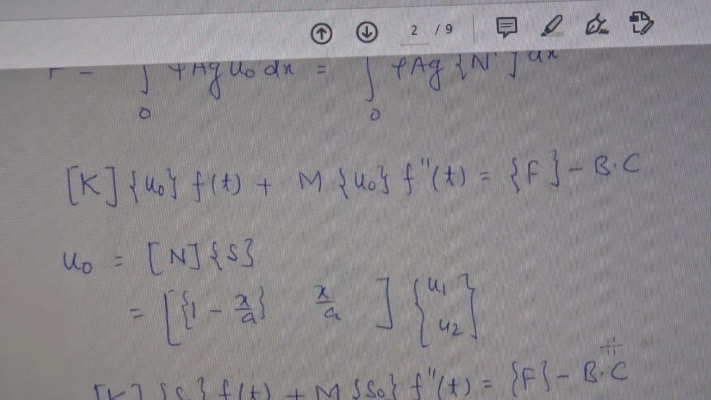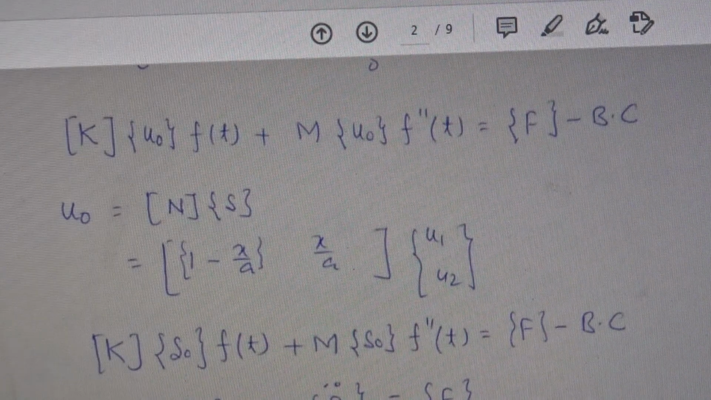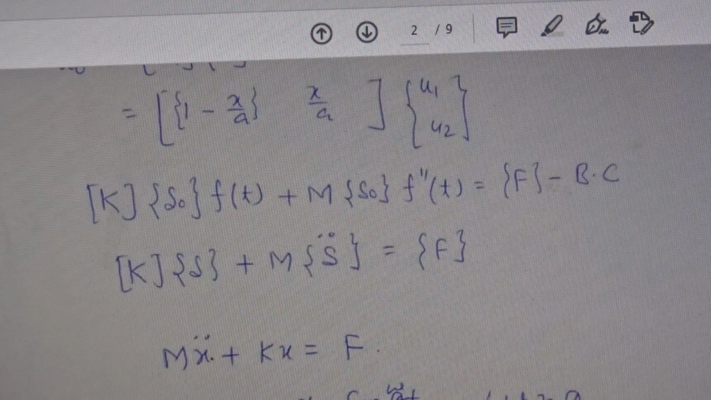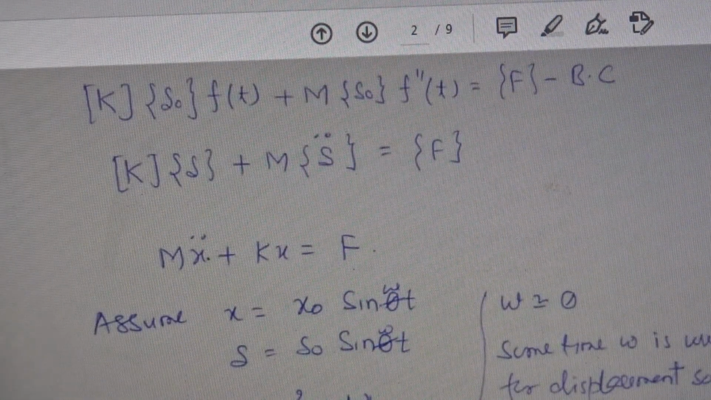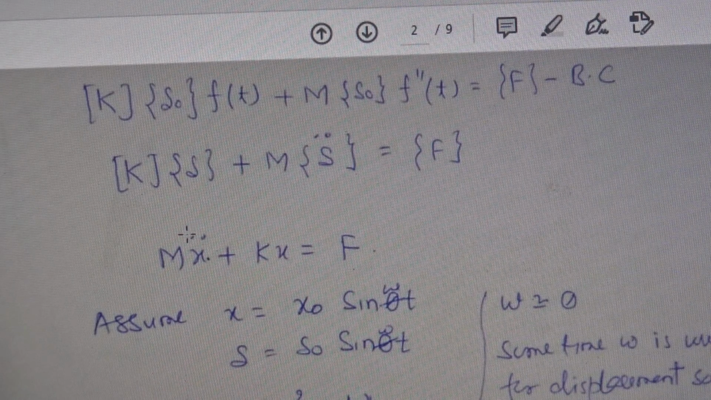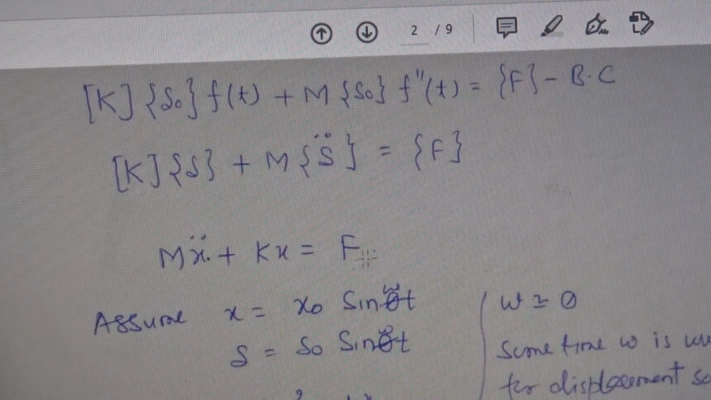Here, suppose in this case the boundary conditions are 0, so here we neglect the boundary conditions. So this is in this form. You know this equation from the vibration problem: M x double dot plus k x is equal to f. This is the governing equation for vibrations.